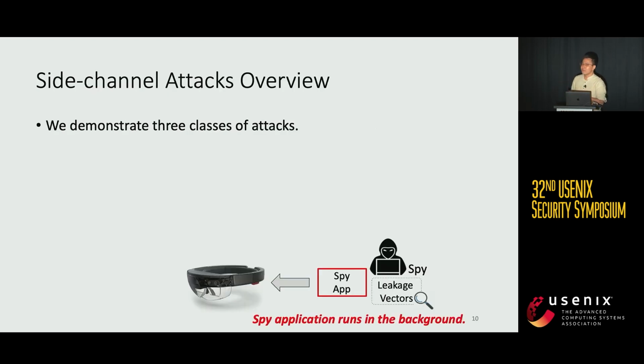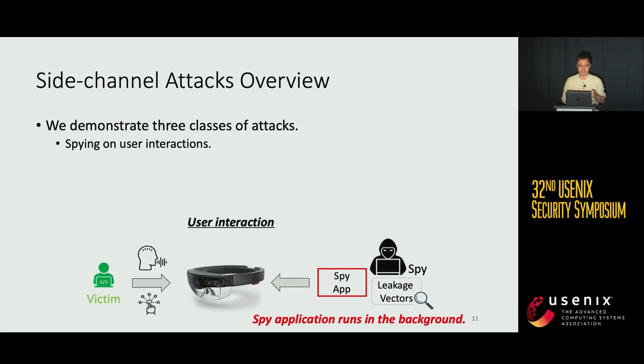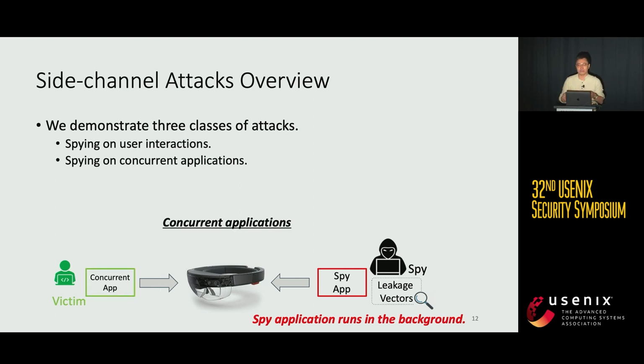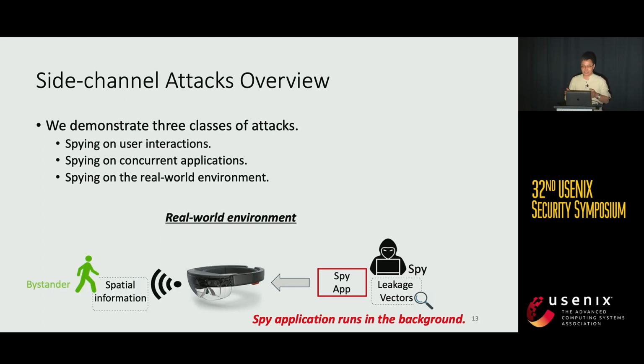Then I'll introduce the overview of our side-channel attacks. In all three kinds of attacks, we assume the spy application is running in the background, profiling the leakage vectors. In the first kind, we try to spy on user interaction, which can be hand gestures or voice input. In another scenario, the victim may launch a concurrent application together with the spy application, and we do something malicious to the concurrent applications. In the last scenario, we do something bad in the real world. For example, the target can be a bystander, and we try to infer private information about the bystander.